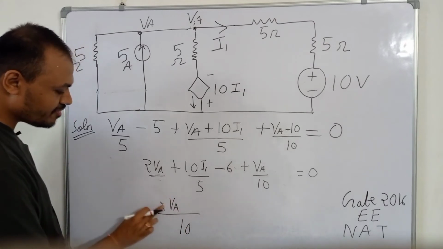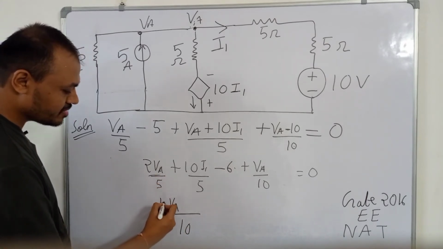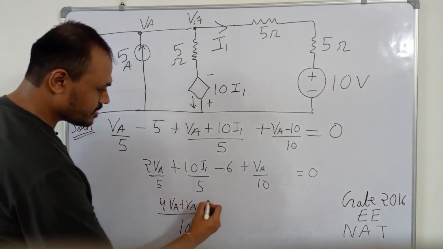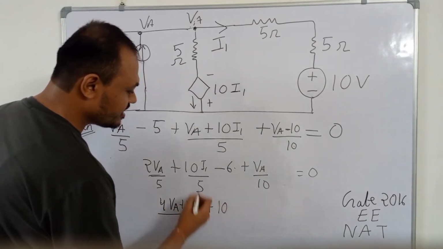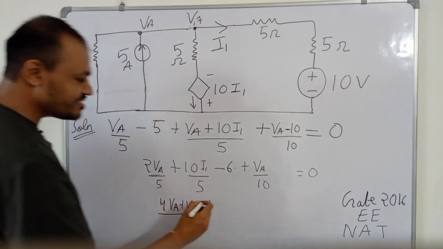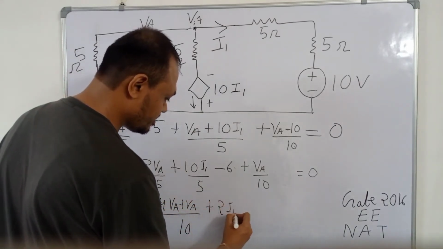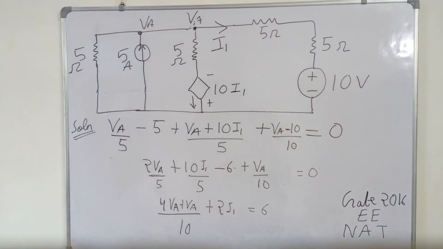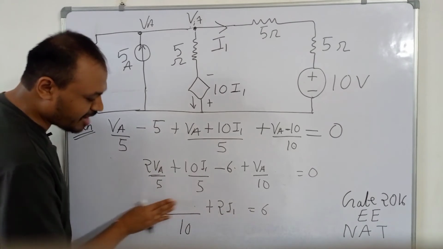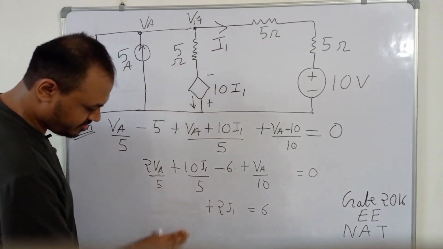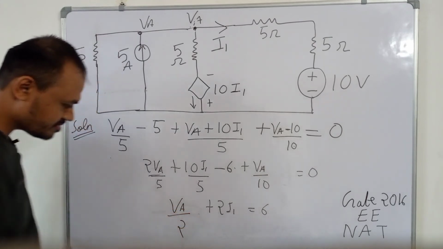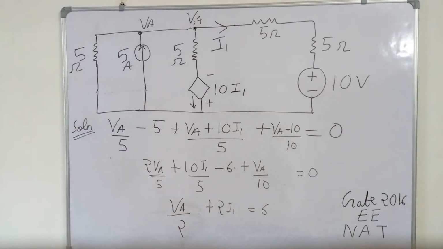this will become 4 VA, because it was 2 VA upon 5. So 4 VA plus VA, plus 10 I1 upon 5, which can be written as 2 I1. 5 will cancel, so 2 I1 equal to 6. This will become 5 VA upon 10, so VA upon 2. VA upon 2 plus 2 I1 is equal to 6.